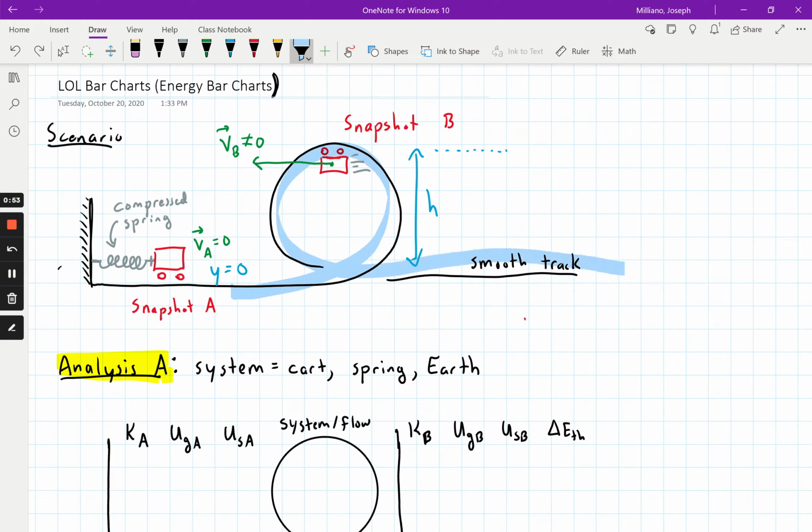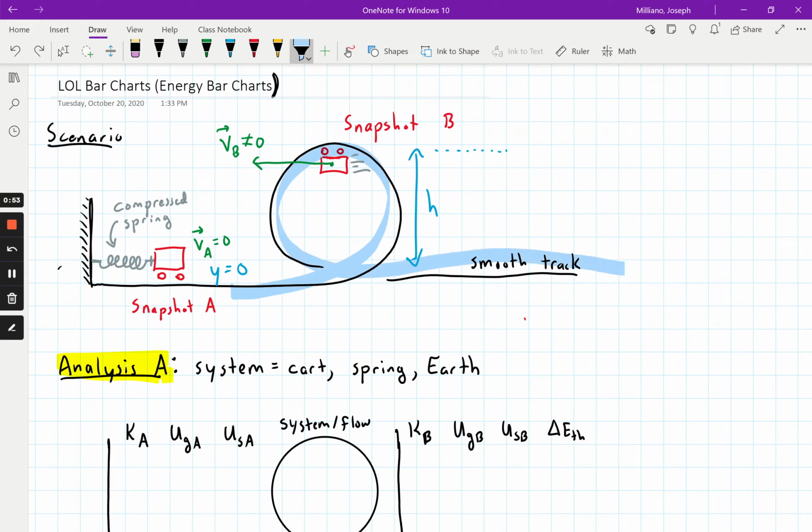And then in the middle is our system flow diagram. We're going to choose to put the objects in our system in that circle. And then we will identify any external interactions by putting external objects outside of the system. So in the LOL diagram, we're actually going to start with the O and then do the L's. So our system, in this analysis, we are choosing to be the cart, the spring, and the earth.